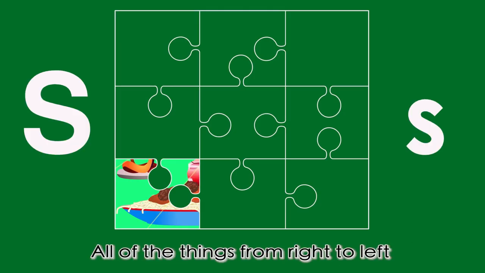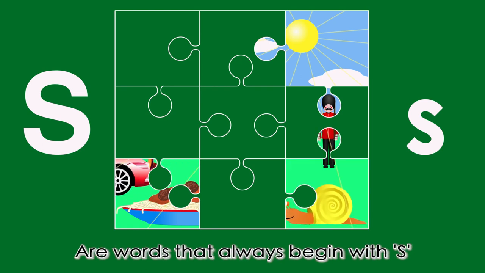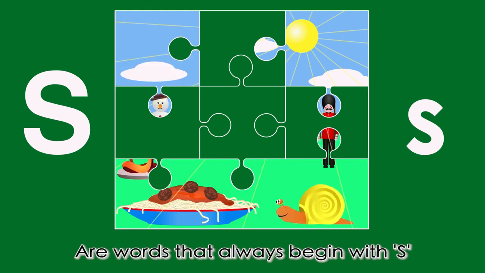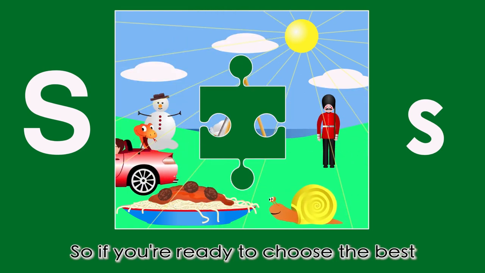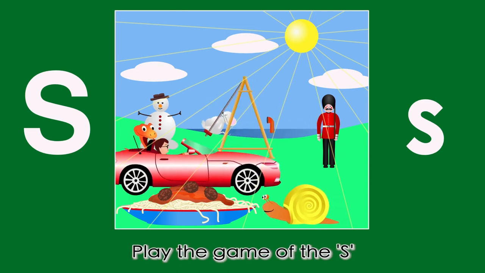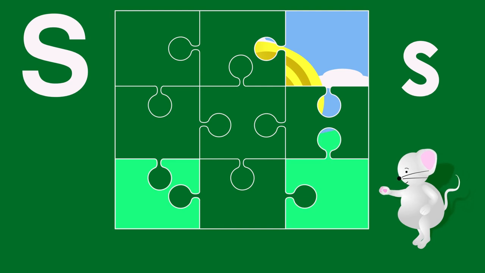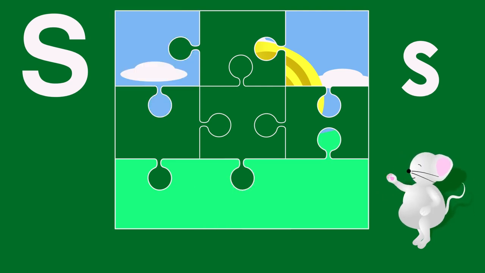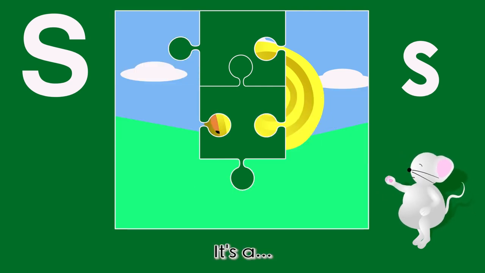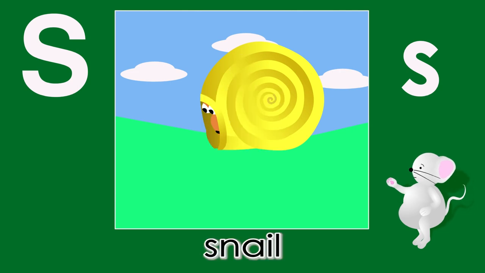All of the things from right to left are words that always begin with S. So if you're ready to choose the best, play the game of the S. It's a snail.